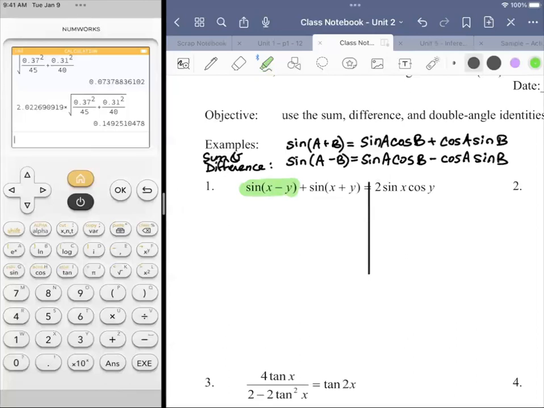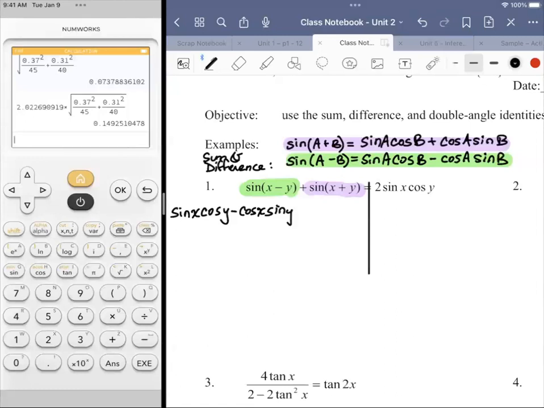So this one uses the rule with the minus sign in it. Instead of A's, we use X's. Instead of B's, we use Y's. So sine X cosine Y minus cosine X sine Y. For the other one, same concept, different rule. So that's going to be sine X cosine Y plus cosine X sine Y.